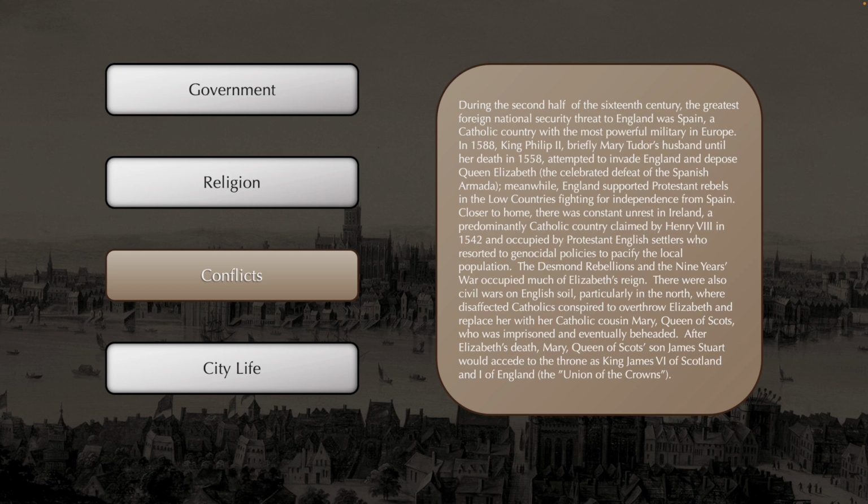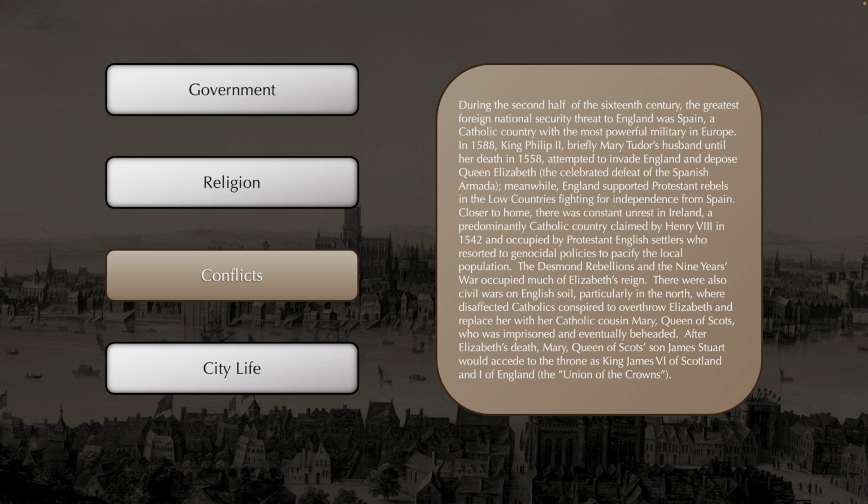Ireland was predominantly Catholic, but had been claimed by Henry VIII in 1542 and occupied by Protestant English settlers who, as the century progressed, resorted to increasingly violent genocidal policies to pacify the local Irish population. The Desmond Rebellions and the Nine Years' War, these were major conflicts that occupied much of Elizabeth's reign.